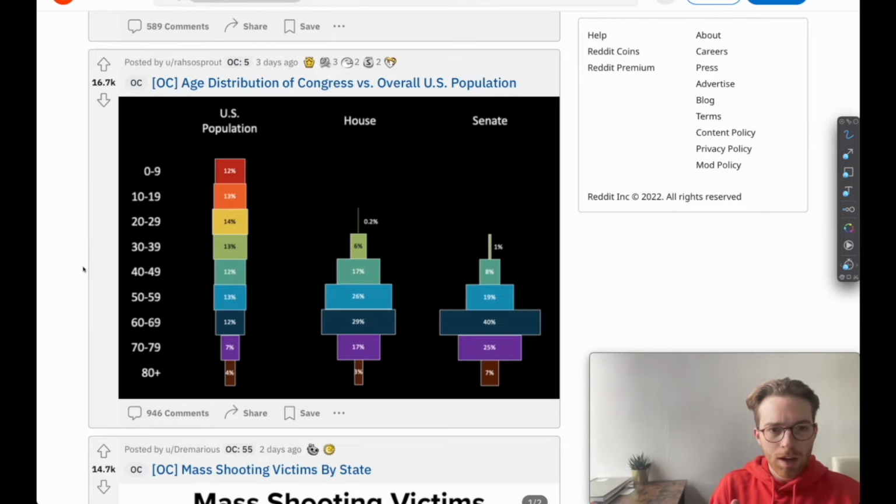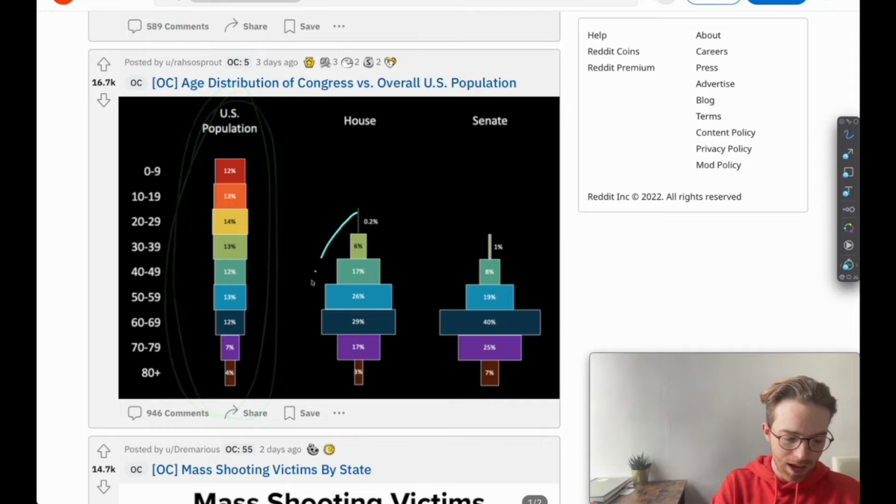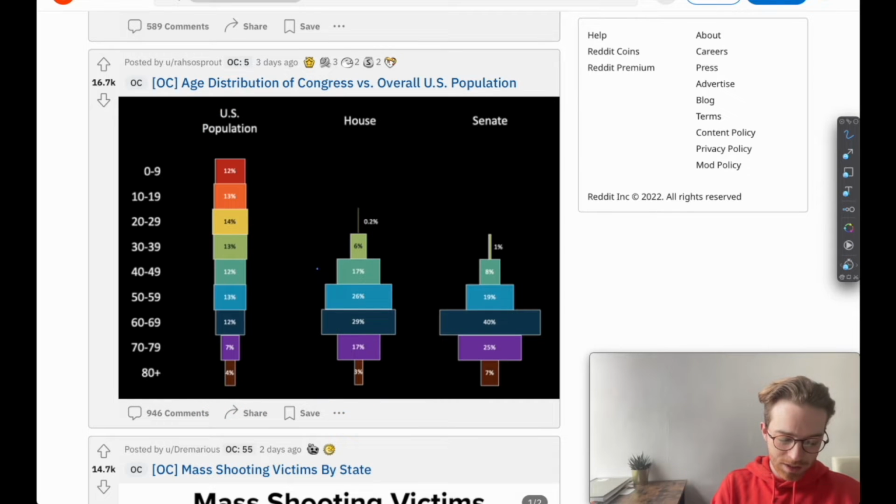Okay, now we have age distribution of Congress versus overall USA population. So it's one of these population pyramid charts. US population is a lot flatter versus the House, which is quite old, as well as the Senate, which seems even older than the House. Again, this does exactly what it tells you it should do. It's quite easy to understand. It tells you quite an interesting story that the House and Senate are far older than the rest of the USA population. That has implications for democracy, and it raises further questions outside of this chart.